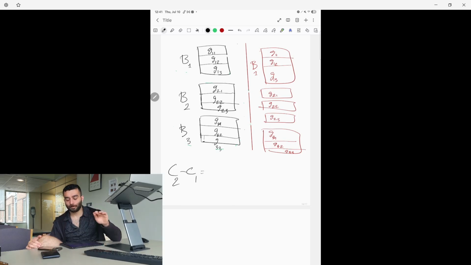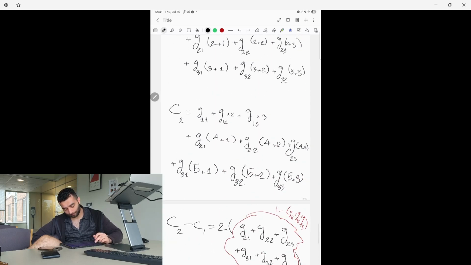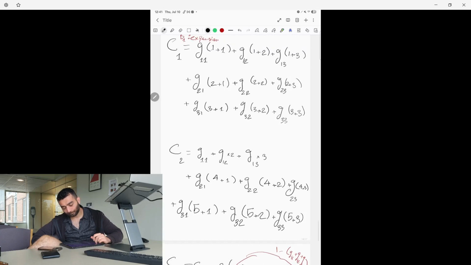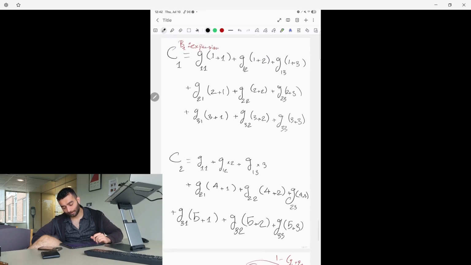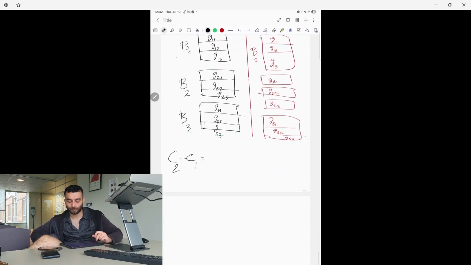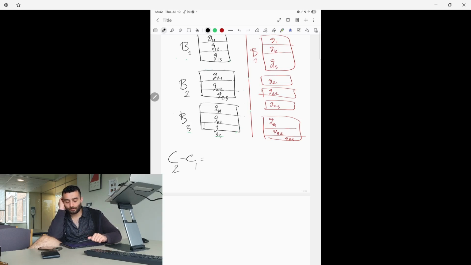This part and this part goes away. They just cancel each other out. This part, it is G21, G22, G23. We have just 1 plus 1 plus 2, 1 plus 2. Sorry, how did I say that? Exactly, 2 plus 1. Now it is item 2, but it is 2 plus 1, 2 plus 2, 2 plus 3 actually.